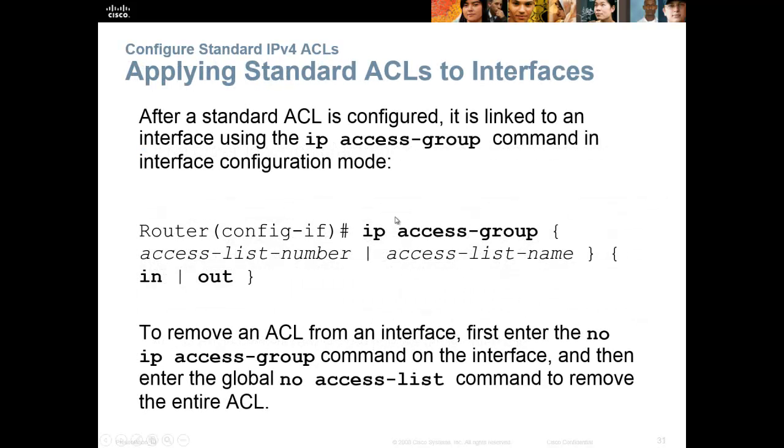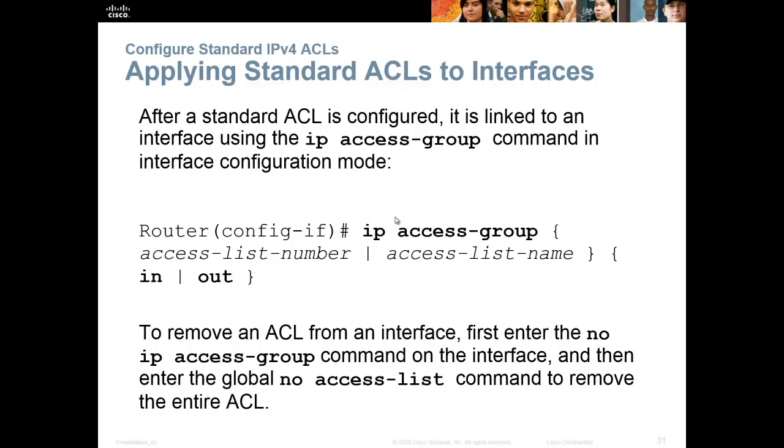All right, once you create the ACL, you've only created an ACL. You have not turned it on. In order to turn it on, you have to go to the interface that you want to apply it to, and then you have to use the access group command. So access list creates the ACLs, but the ACLs don't do anything by themselves. They have to be applied.